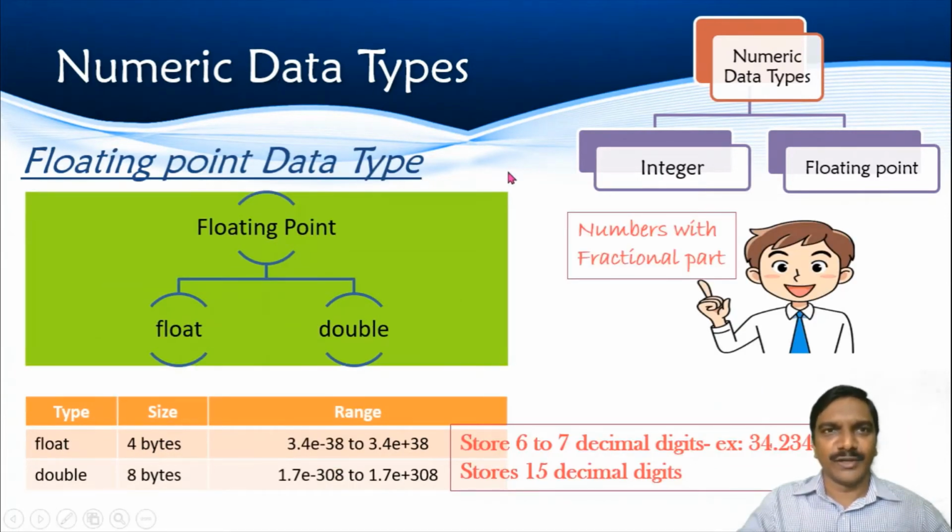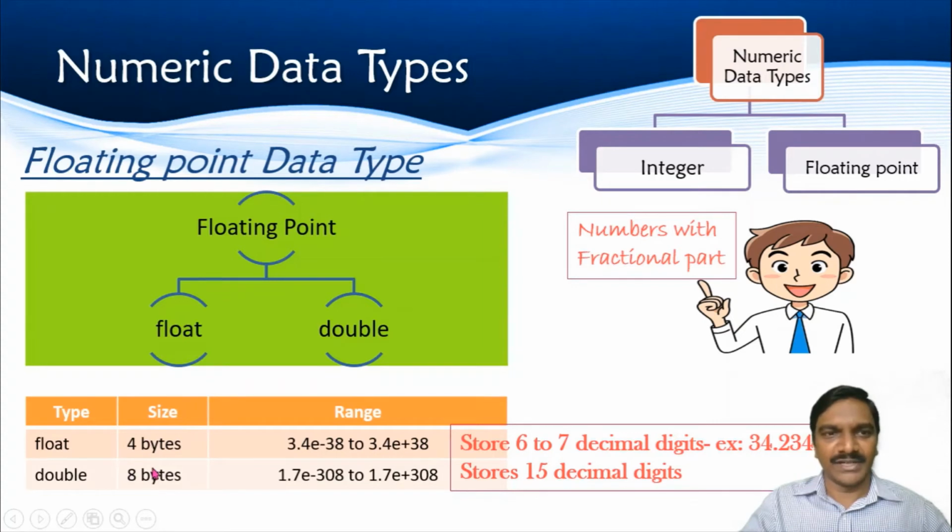Here comes the floating point data type. Here we have two subtypes, float and double. You know the difference between integer and floating point. In integer we can store numbers without decimal points. In floating point, we can store numbers with decimal points, or numbers with a fractional part.